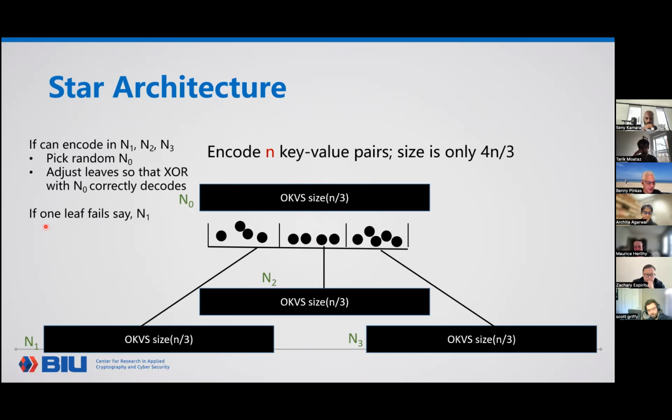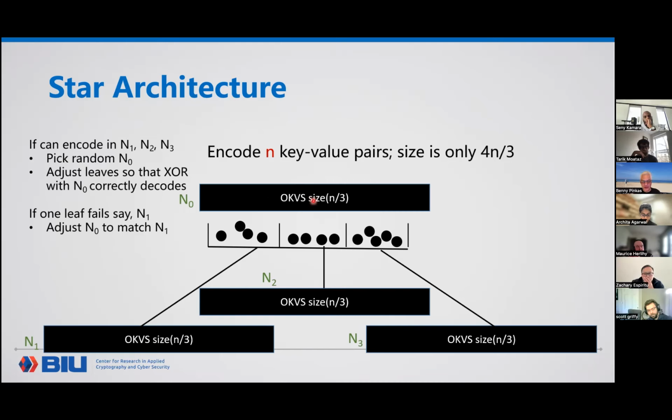Now, the interesting thing is what happens if one leaf fails, say this leaf fails. Then the first thing I do is put completely random values here, because the items that were mapped here I cannot properly map to this table. Now, for N0, if I didn't fail there, then, since failure happens with small probability, say 2 to the minus 15, I don't expect it to happen too often.